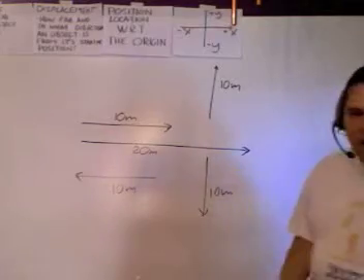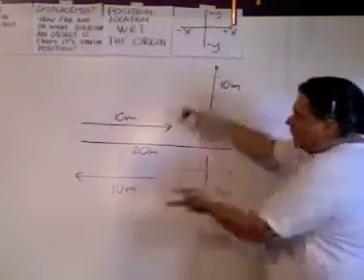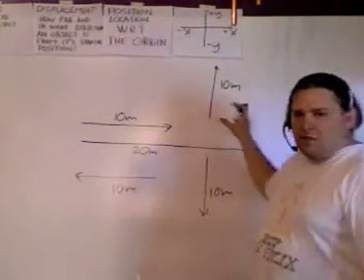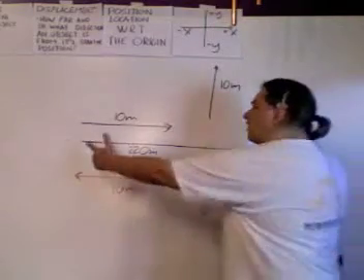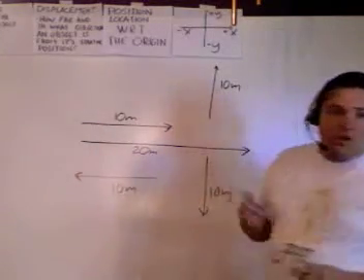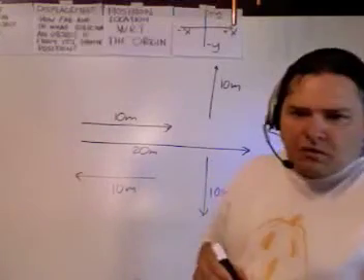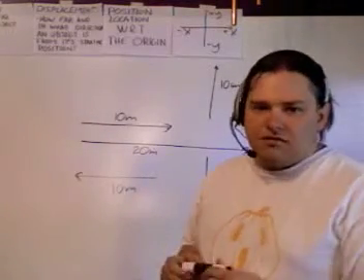Okay? But all of these vectors, all of them that say 10, should have about the same length, while this vector, which is twice as big, should be twice as long. This is a graphical way in which we can keep track of vectors. Cool?